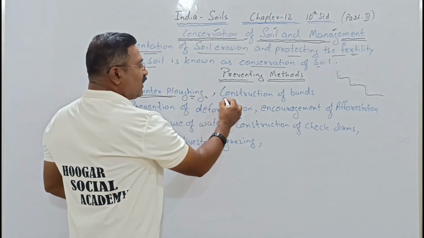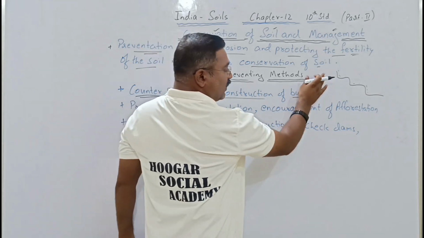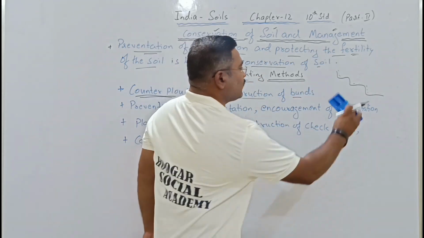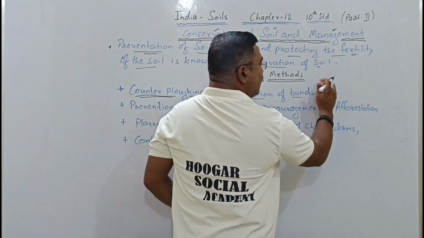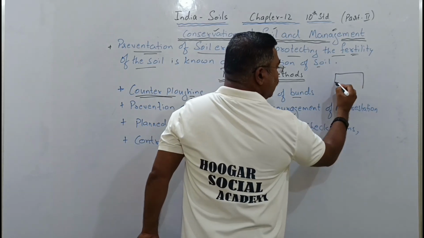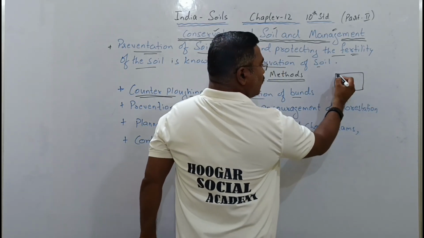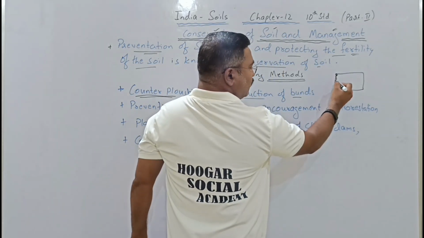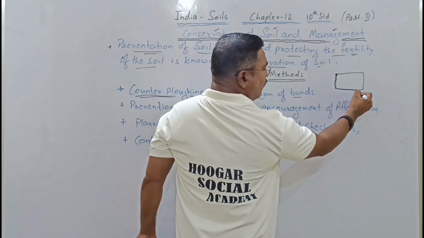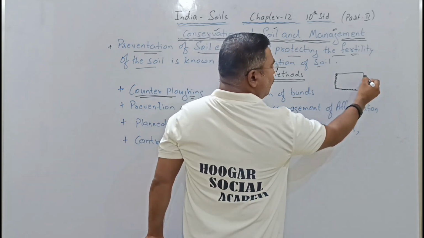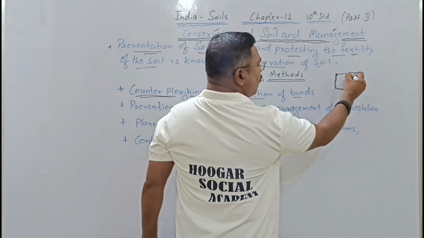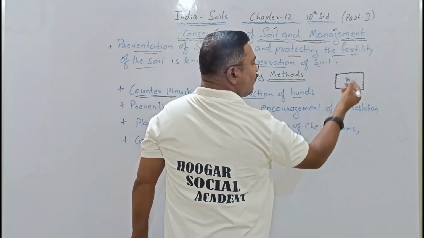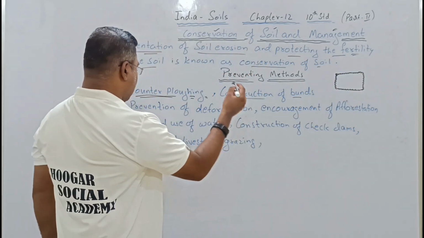Okay, construction of bunds. Now, what type of construction of bunds? This is your agricultural land. Here, at the edge of it, the bunds can be created. This will help stop the soil from moving away from your land. So, construction of bunds.